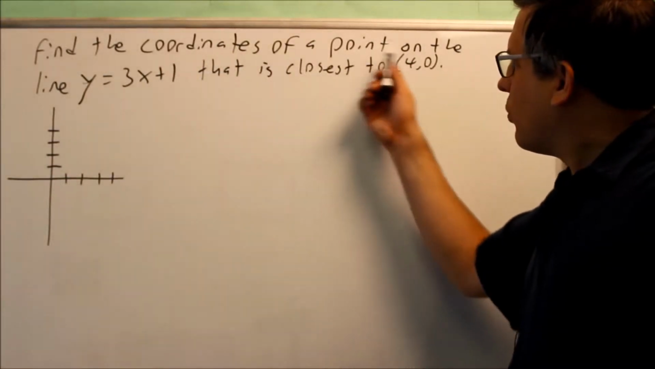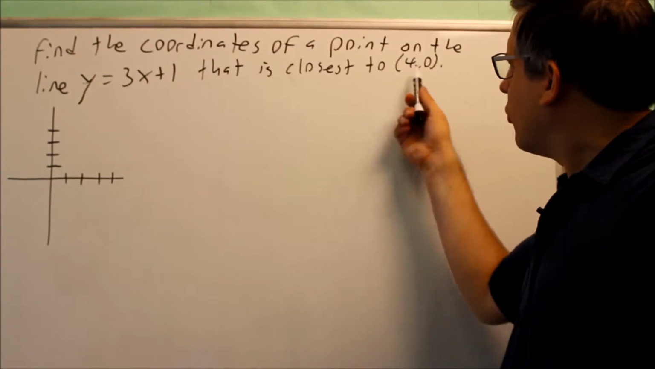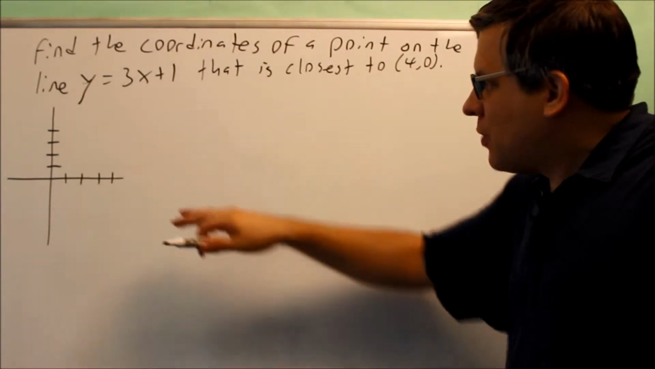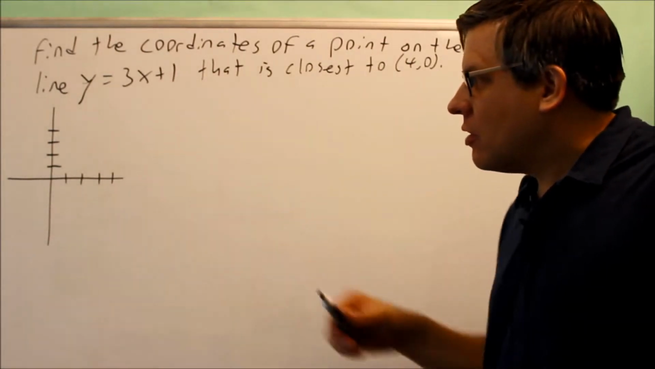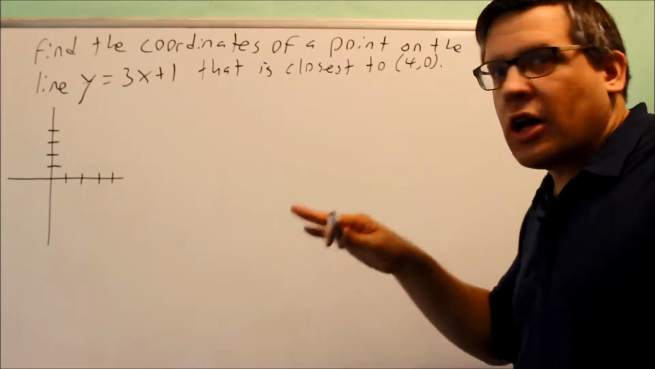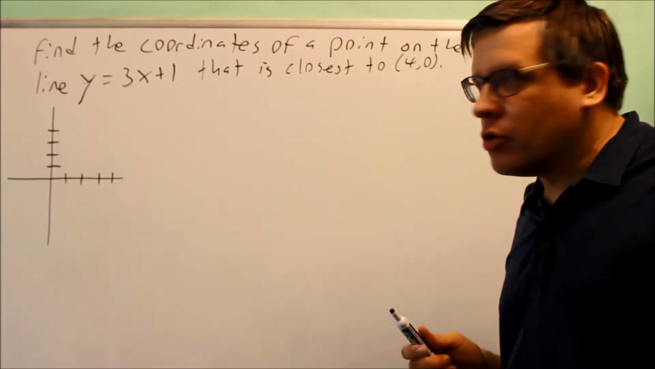I'm going to find the coordinates of a point on the line y equals 3x plus 1 that is closest to the point (4, 0). Before we get started with this, it's better to actually graph it and see visually what's happening. It's always good to know what it is we're actually doing before we just jump into the algebra. We want to know the whole idea why we're doing this.